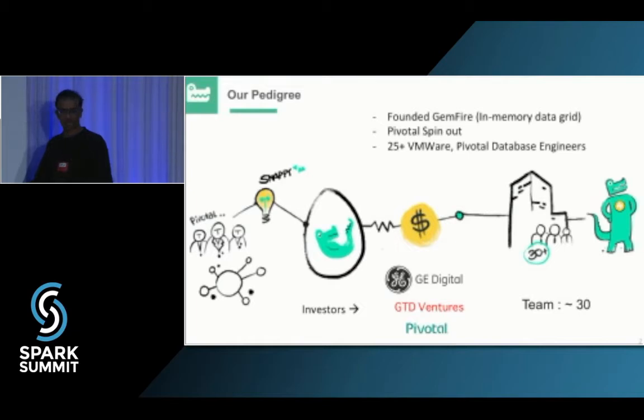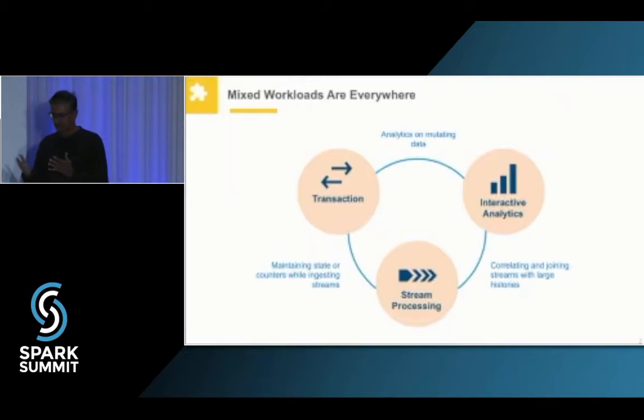So again, it's a spin out of Pivotal. We were initially in VMware, and then Pivotal drove Gemfire, and then started to think about how we build this out. We were spun out in January of last year. It's about 25 engineers, and the investors are Pivotal, GE, and GTD Ventures. So this is the key.